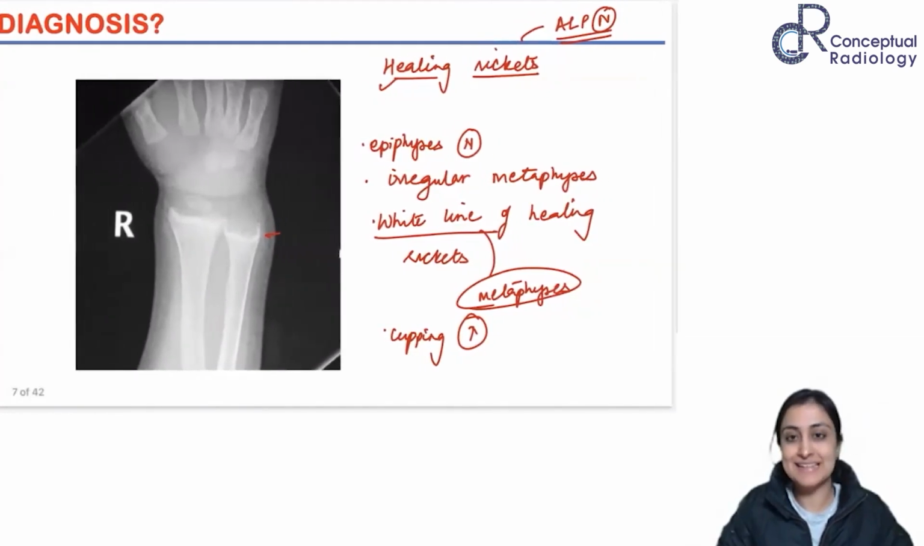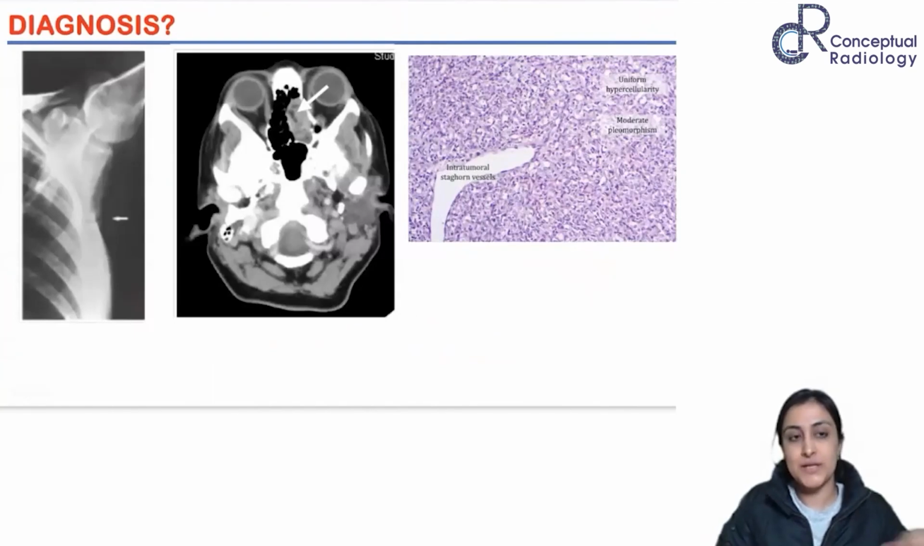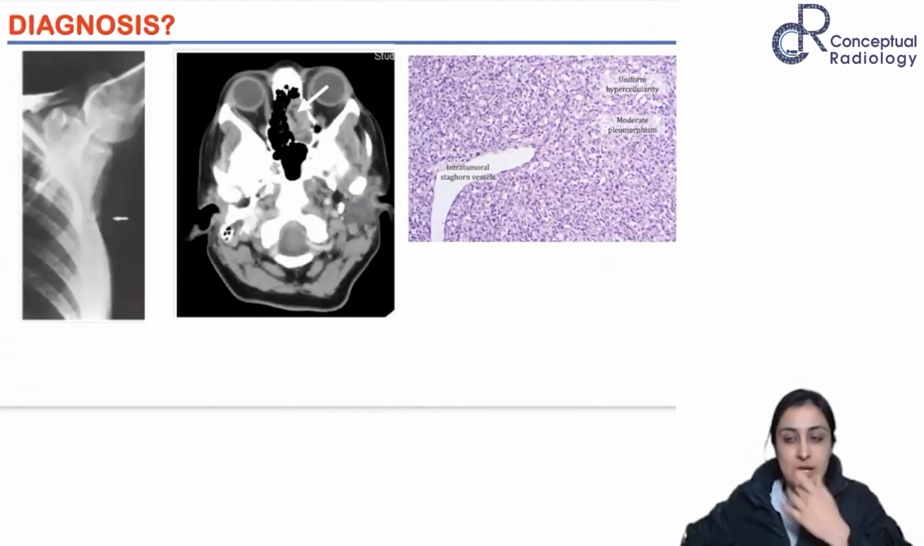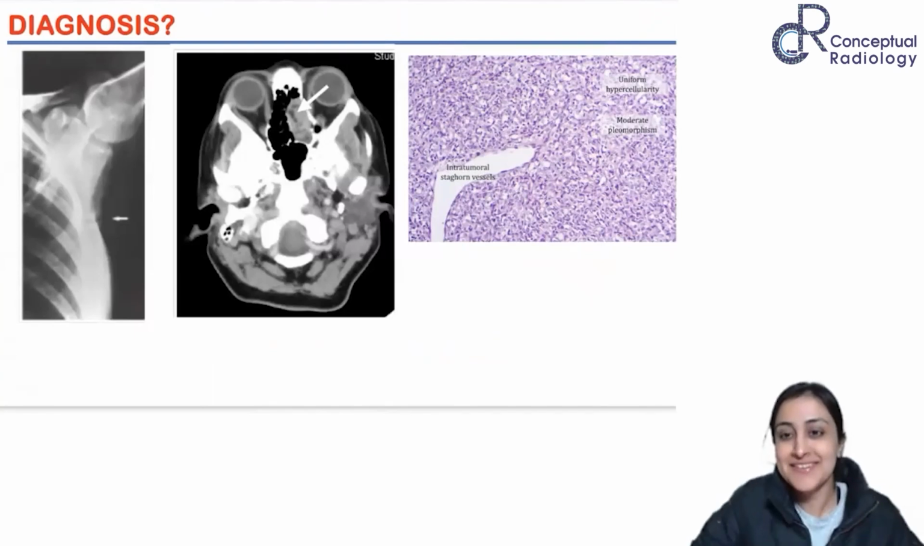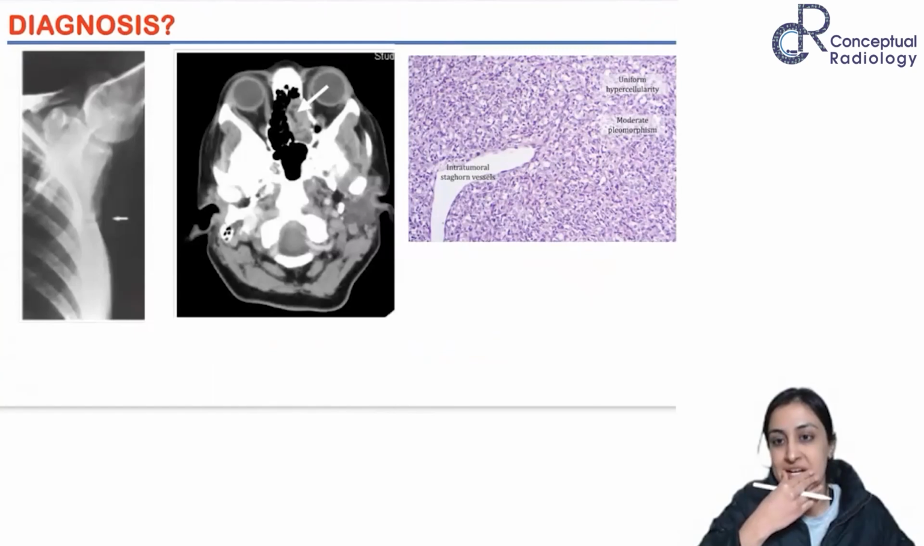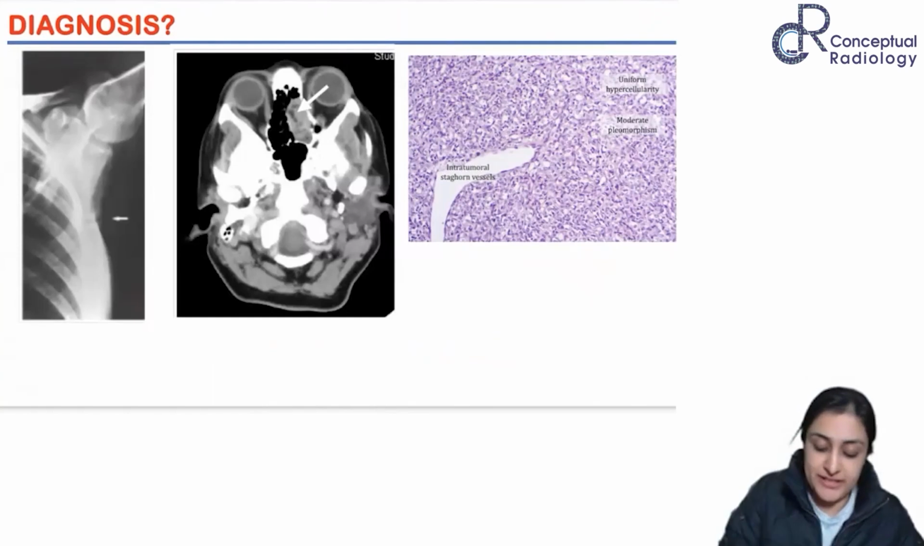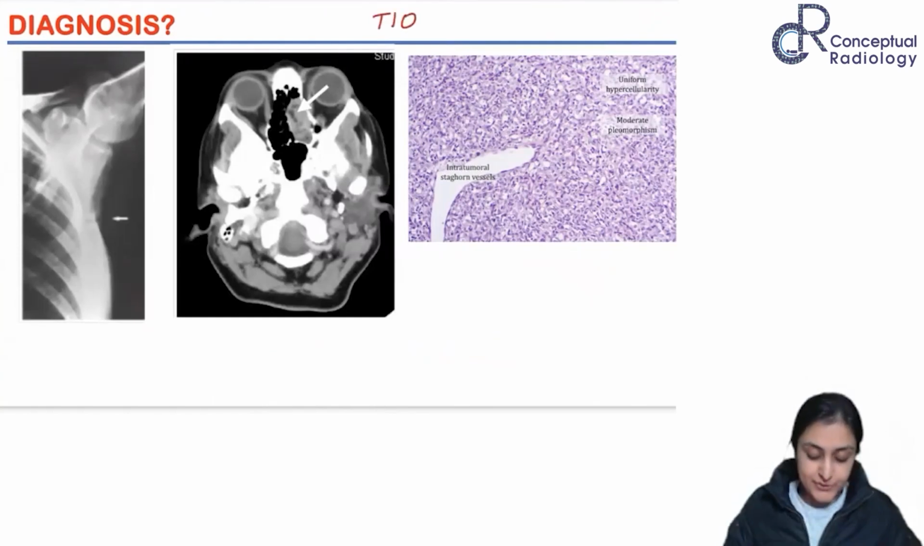So this is healing rickets. Look at this one. Now tell me what your diagnosis is. I've given you complete spectrum, including the biopsy report. Anybody who tells this will get one clap. Can you please show metaphysis of rickets and healing rickets? Okay, one more time I'll show, just wait. Very good, Upasna. So this is indeed tumor-induced osteomalacia. Very good. So what is tumor-induced osteomalacia?